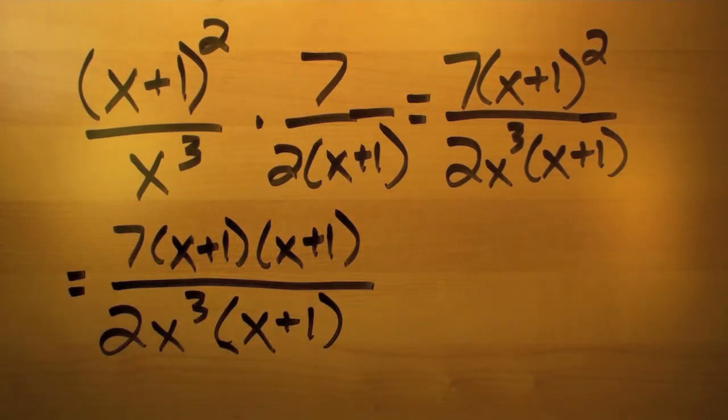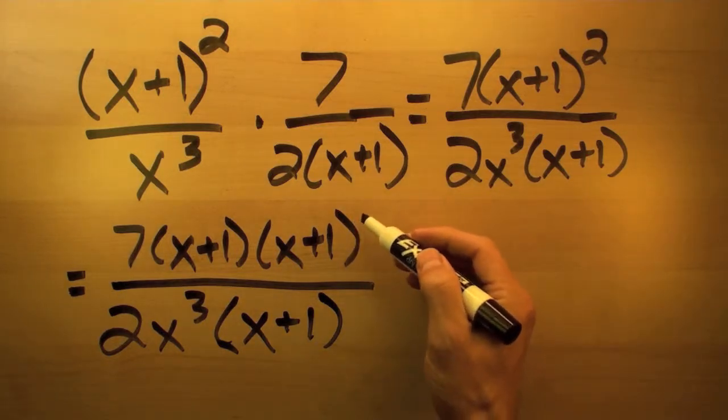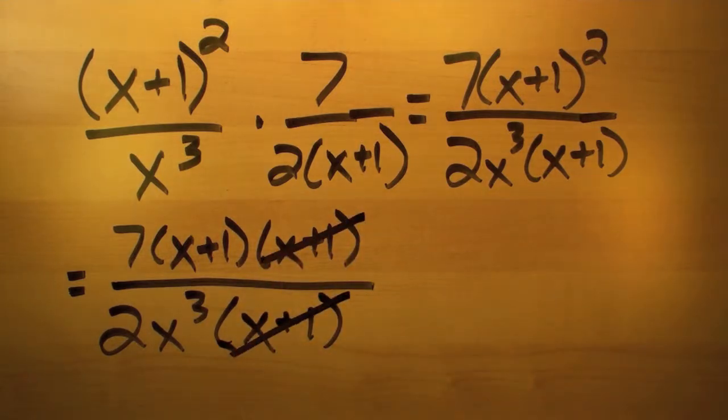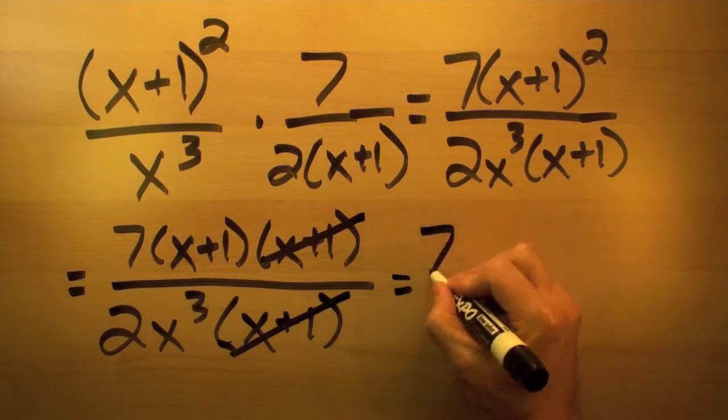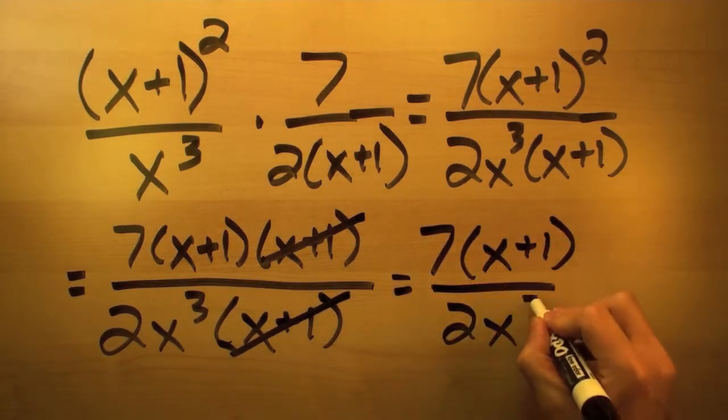Now when we start dividing the top and bottom by factors, we see that we can cancel out a factor of x + 1. So divide the top and bottom by x + 1, that cancels with that. And we're left with 7 times (x + 1) over 2x^3.